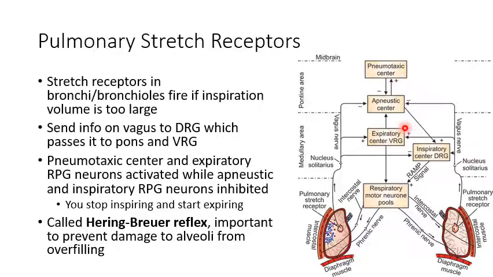And the ultimate effect of that is going to be activating your expiratory neurons wherever they may be in the RPG and in the pneumotaxic center. On the other hand, you're inhibiting the inspiratory neurons in the apneustic center and elsewhere in the RPG. So you're blocking all of the breathe-in neurons, you're turning on all of the breathe-out neurons, and ultimately you're going to stop in the middle of your breath and start breathing out. This is a reflex called the Hering-Breuer reflex. And yeah, you need it to make sure you don't breathe in too much.